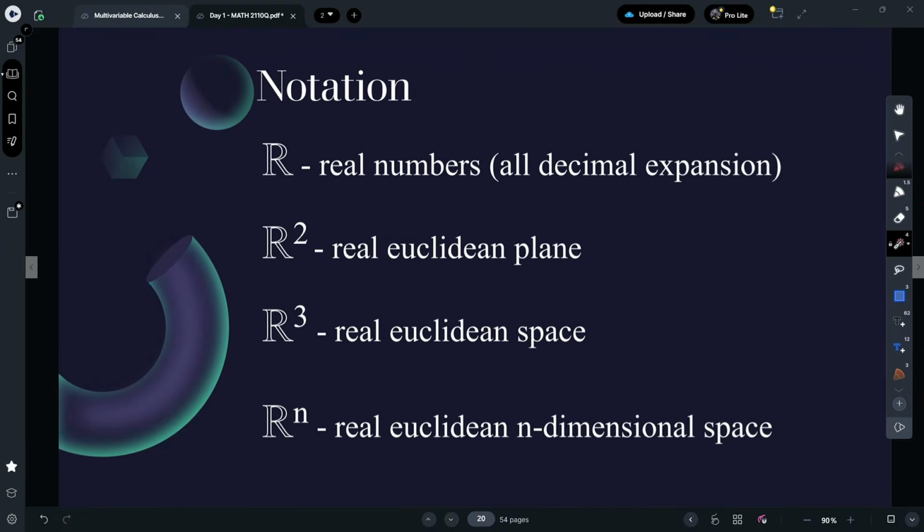All right. So just for notation, this is the symbol mathematicians use for the real numbers. For us, for the time being, the real numbers are just all possible decimal expansions. If we had repeating decimal expansions, those would be rational numbers. All the decimal expansions, those are the real numbers. Then R2 will be the real Euclidean plane. R3 is the real Euclidean space. And if we want to get creative, then for any n bigger or equal to 1, R^n will be n-dimensional space.